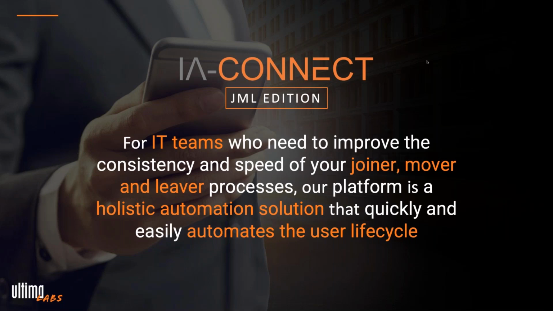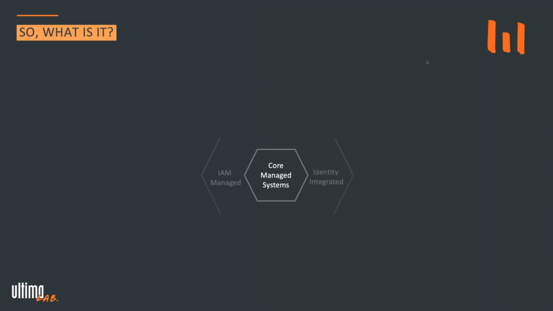So our JML edition is specifically focused around the join, move and leaver challenges, with building blocks in place, etc., to help you to easily build out that platform. So just reading through this slide here, for IT teams who need to improve the consistency and speed of your join, move and leaver processes, our platform is a holistic automation solution that quickly and easily automates the user lifecycle. That's pretty much IConnect JML Edition in a nutshell. So what is it?